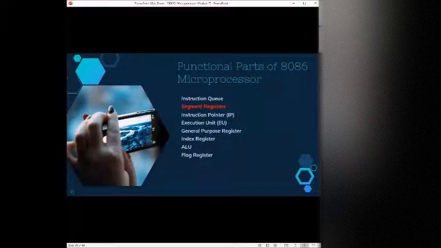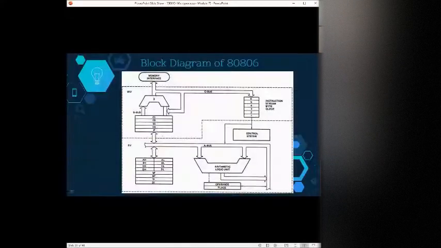Next, we have the segment registers. So where are the segment registers? These are the segment registers. Can you see this? Okay. We have the ES, CS, SS, DS, and IP. What are those? So let's just give a brief definition of ES. ES is the extra segment register. It is an additional data segment which is used by the string to hold the extra destination data.